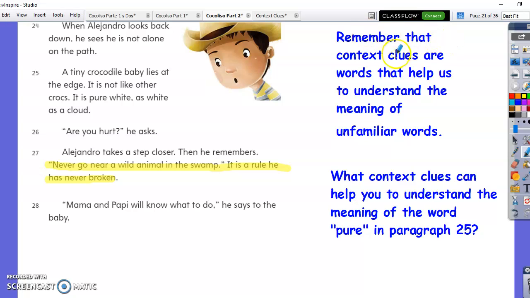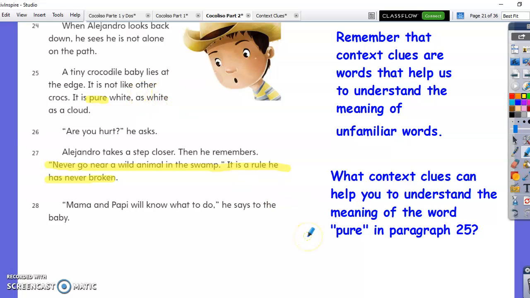So again, remember that context clues are words that help us understand the meaning of unfamiliar words. What context clues can help you understand the meaning of the word pure on this page? He says that he finds a tiny crocodile baby and that it's not like other crocs. It is pure white as a cloud.